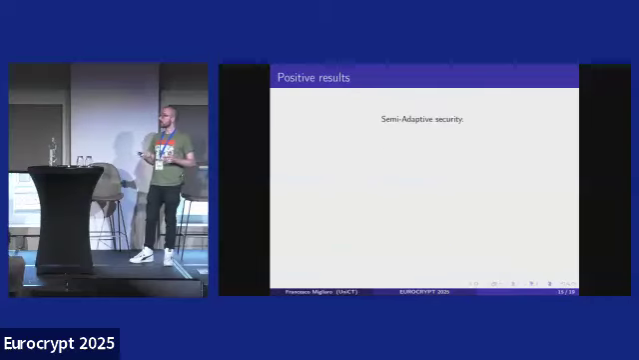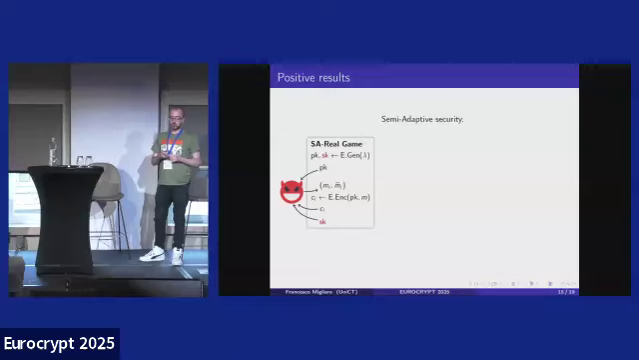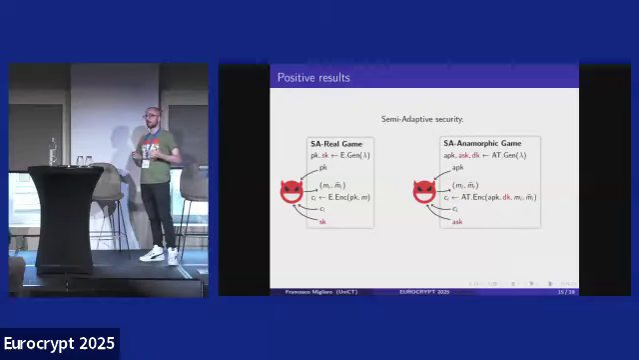But what can we obtain at this point? We have defined the semi-adaptive anamorphic encryption, which is essentially like the regular anamorphic encryption, but this time the secret key is given to the adversary just after the query phase. And again, we require that the two games are computationally indistinguishable.